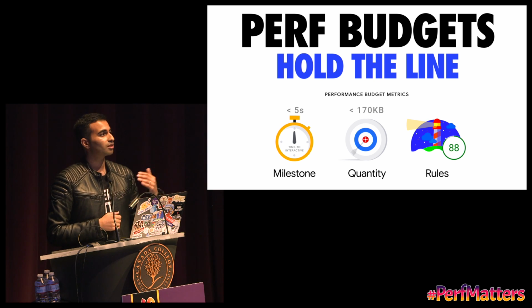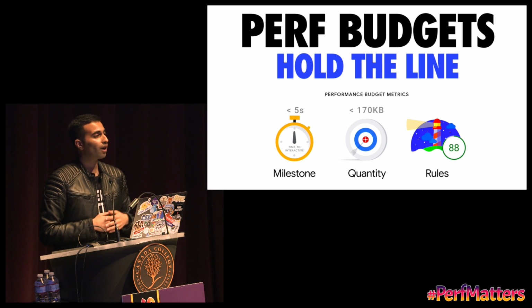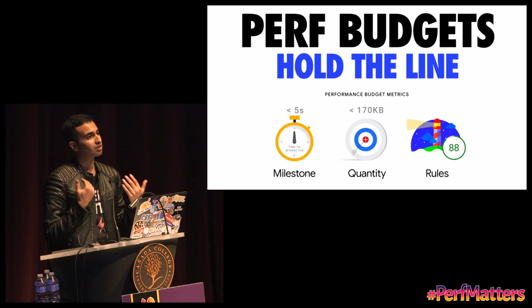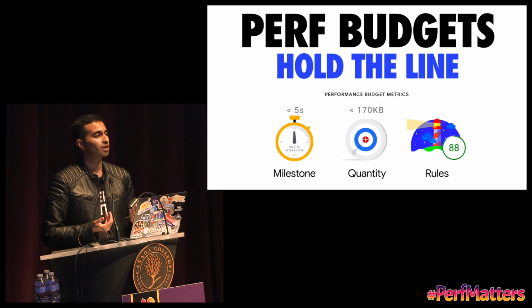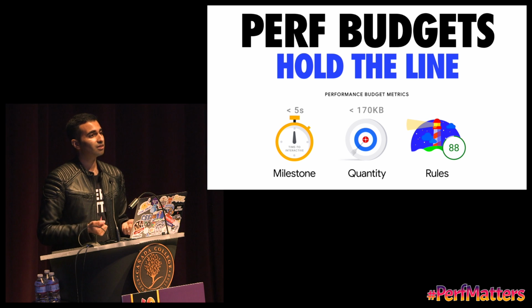You can set budgets based on timing metrics like time to interactive or FCP. You can set them for quantity, so JavaScript bundle sizes. You can set them for rules like Lighthouse scores. And the overall idea is that maybe providing more insight for all of your team members into the cost of their work is going to help.